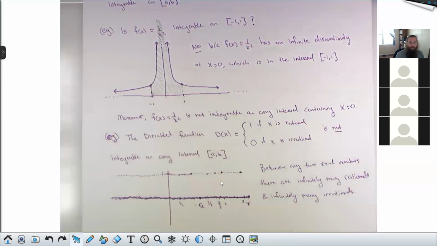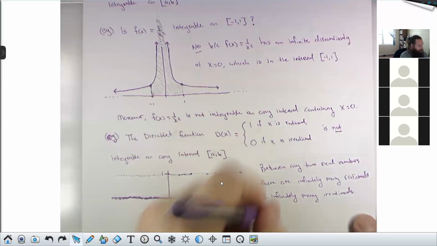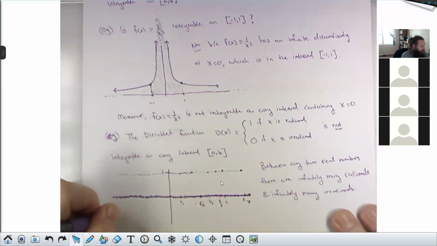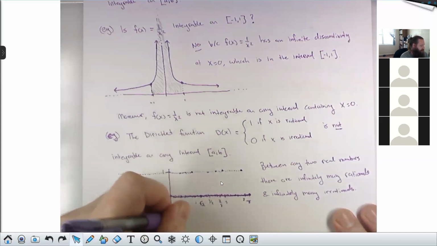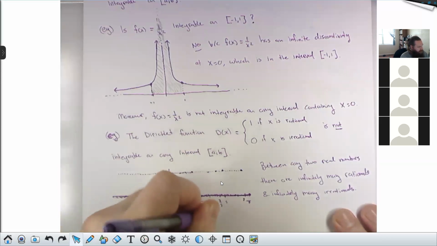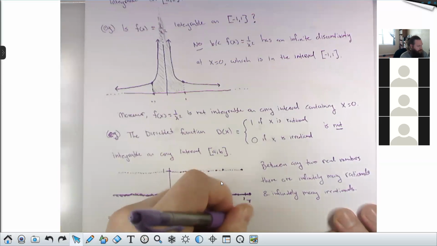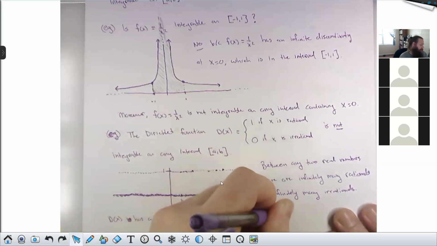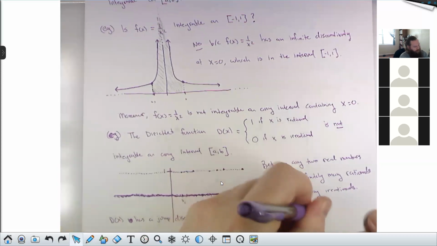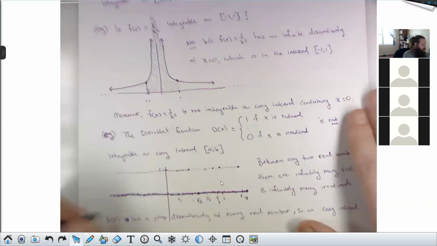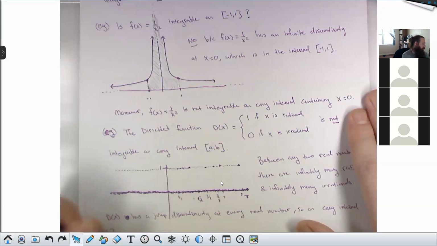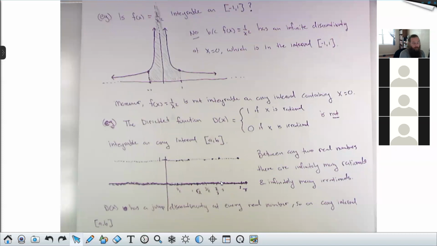And every time the input goes from rational to irrational, this function has a jump, has a discontinuity. So d of x is discontinuous, I should say has a jump discontinuity at every real number. So on any interval AB, d of x has infinitely many jump discontinuities.